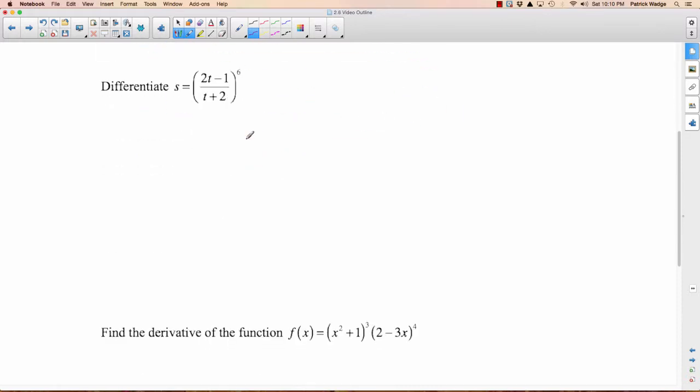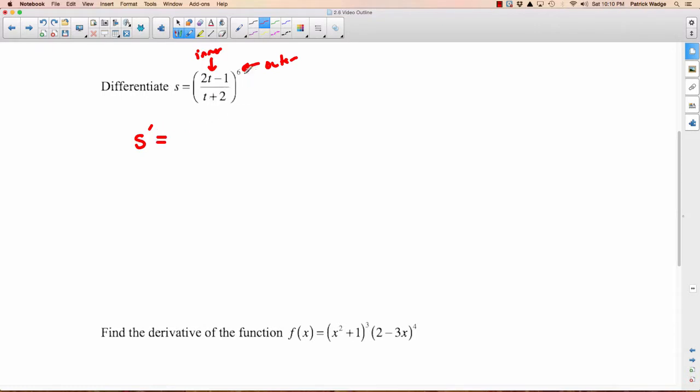Okay, moving on. Differentiate this. You could expand this, but who wants to do that and have to multiply it by itself 6 times? So we'll use the chain rule. What's the outer function here? The outer function is something to the 6th power. So that's the outer. What's the inner function? The inner function is all of this inside the bracket, 2t minus 1 all over t plus 2. That's all the inner function. So let's find s prime. Let's find the derivative. Outer function first.